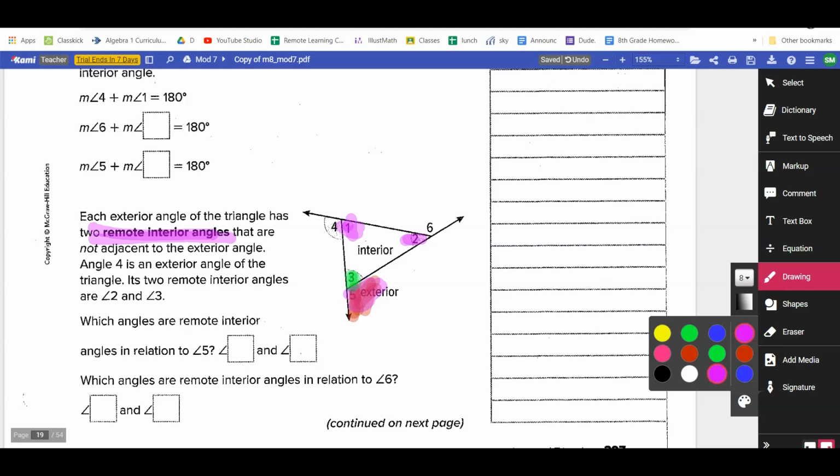If I look at number 6, it'd be 1 and 3. If I'm looking at 4, it'd be 2 and 3. They're all a little bit different for this particular drawing. You'll see here, let me erase this.